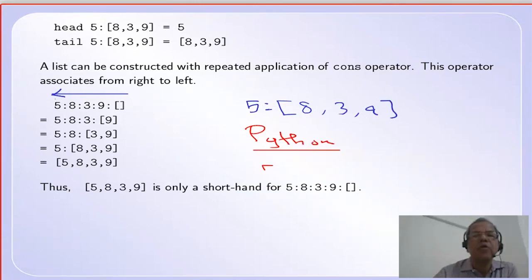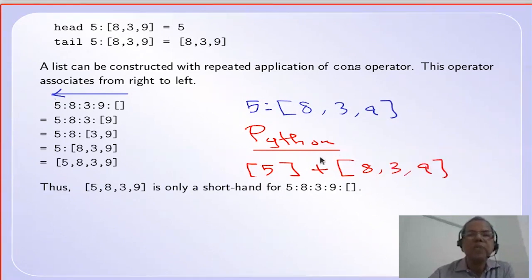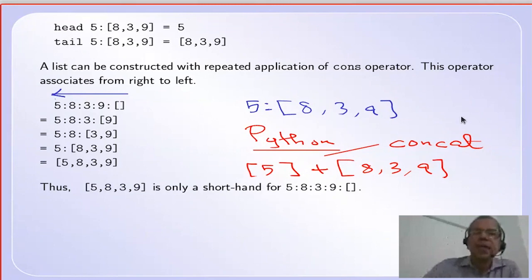In Python, you have to do it as [5], make it a list, plus [8, 3, 9]. It is not prepend, it is only a concat. Concat concatenates two lists. Items of the second list are added at the end of the first list. So Python does not have prepend, but we can simulate prepend using this without worrying about the time taken or cost.